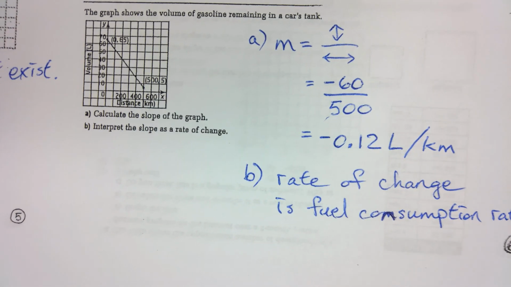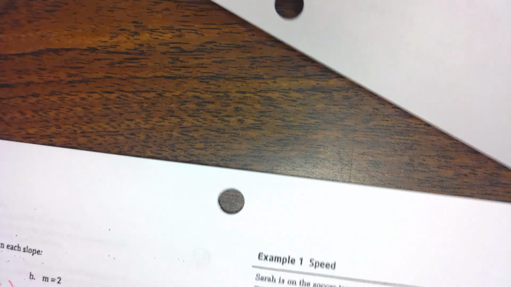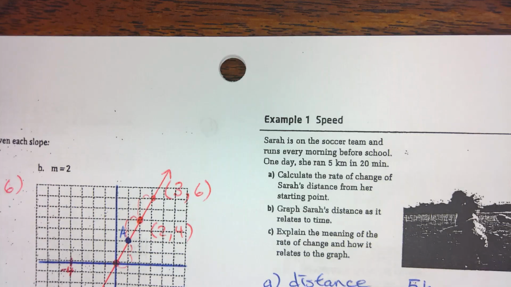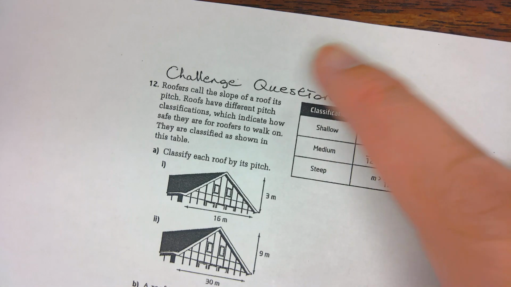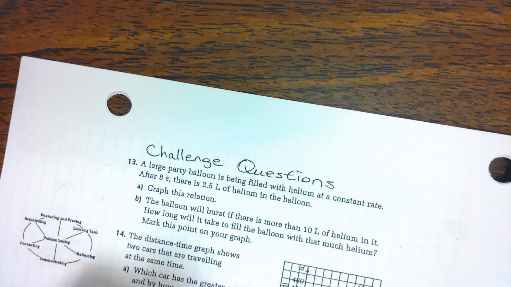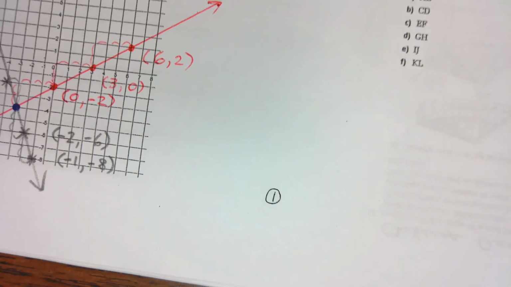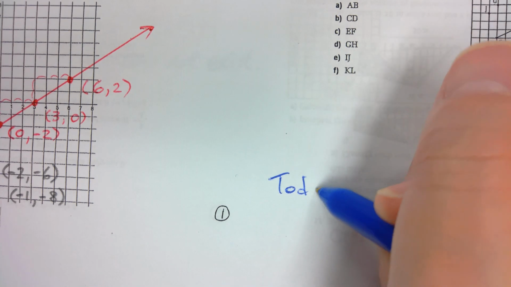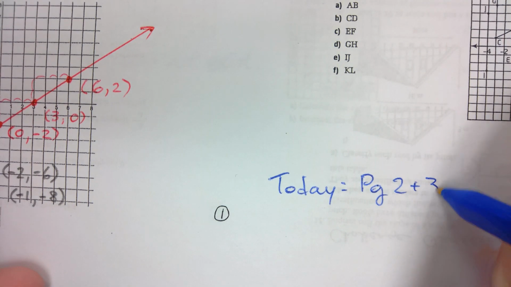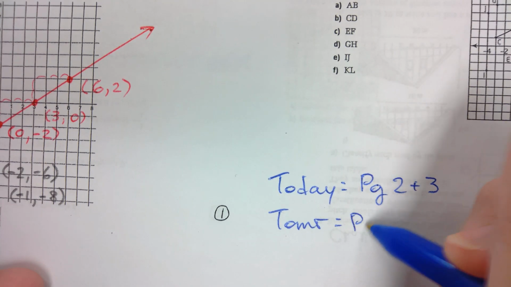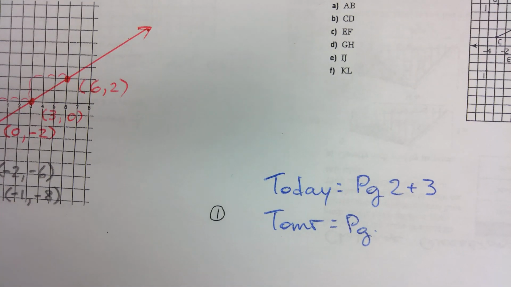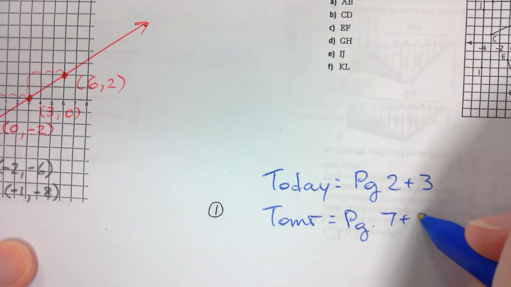So tonight's homework will be page 2 and 3. And then tomorrow's homework will be pages 7 and 8. For both sections, I have challenge questions. Again, the challenge questions are if you want to challenge yourself. If you don't want to challenge yourself, don't stress over it, because those are harder questions. So I'll write this out. Today, page 2 and 3, and then tomorrow, page 7 and 8.